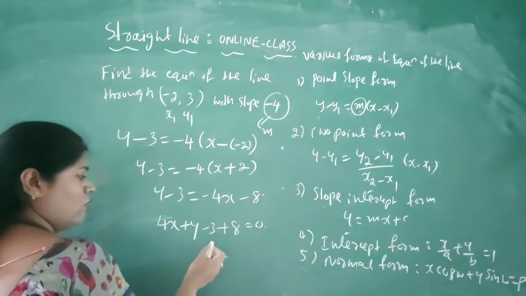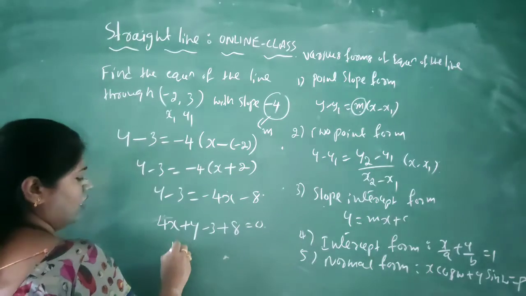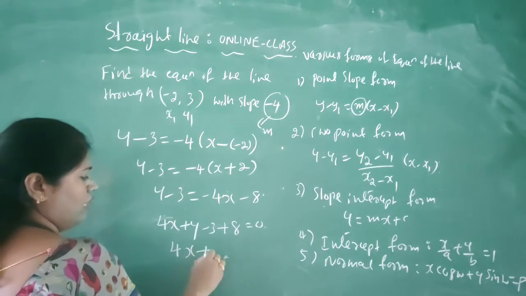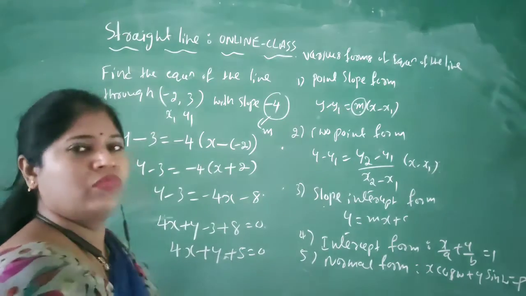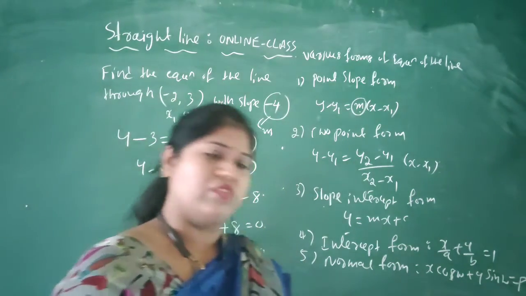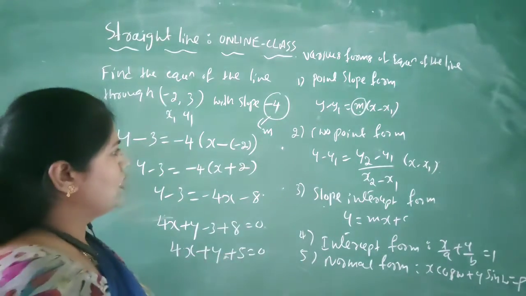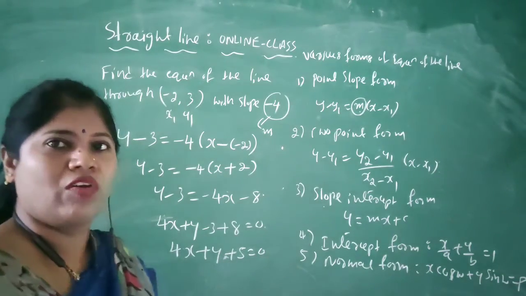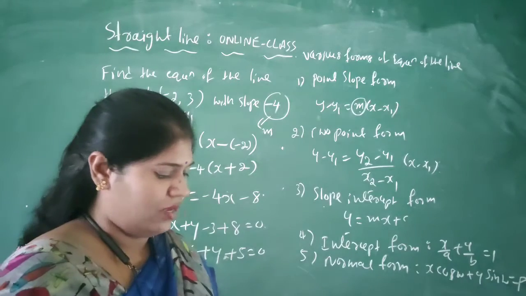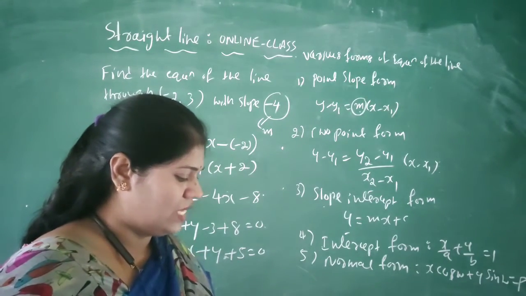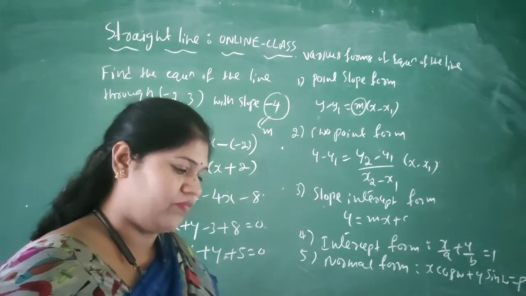Okay. So then what will be the equation of the line? The equation of the line is 4x plus y plus 5 is equal to 0. This is the equation of the line. So these problems are very simple. Okay, these are very simple problems, but you can score very easily in the examination.